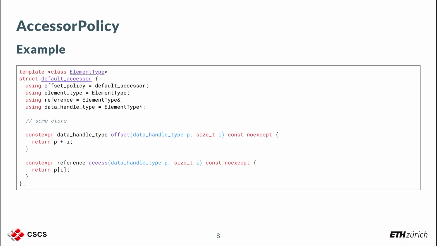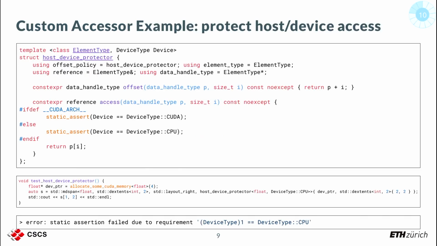And then if you want to access your data, it goes via the access method, and you just take whatever the data handle type P is, and you dereference it at the location I. This is the default thing. Why is it useful to customize? There's one example here that's quite interesting, what you can do.